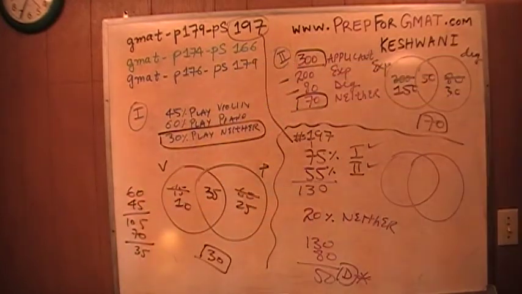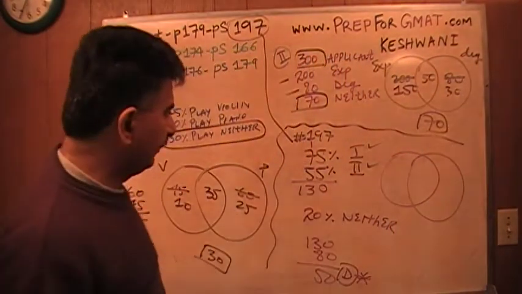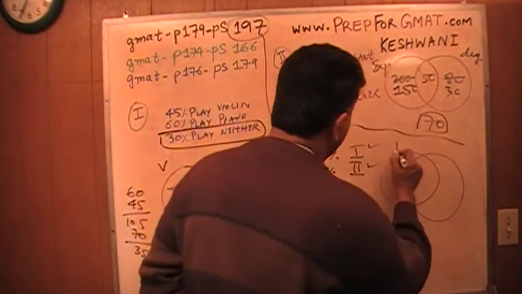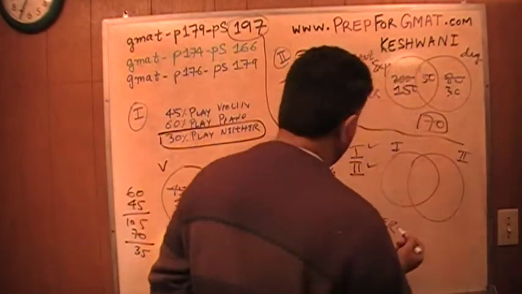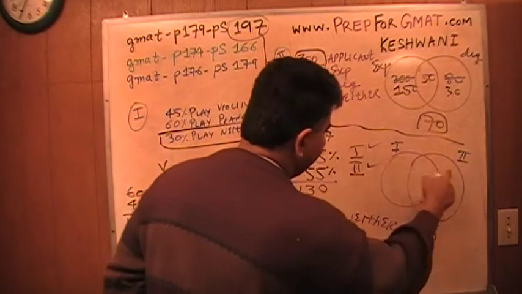Before I do the Venn diagram, I just wanted to see how much time I have. So let's do the Venn diagram now. So here's my first question, here's my second question, and 20% answered neither. So I'm going to put 20 outside here. So these have to add up to 80.